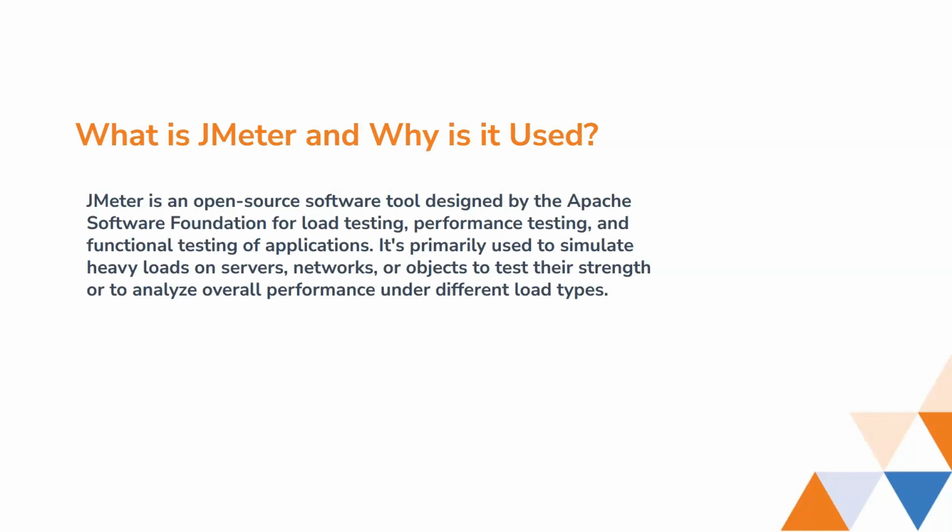With JMeter, we can simulate hundreds or even thousands of people visiting a website or using an app simultaneously. It's like predicting a traffic jam before it even happens, so that we can be prepared for that.